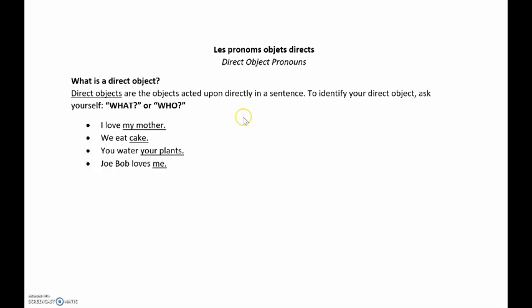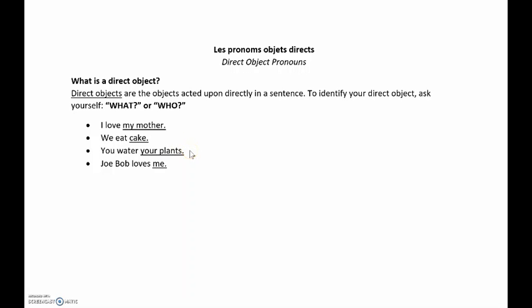Okay, so I have 4 examples here. My first sentence, I love my mother. If I were to ask myself what or who to that sentence, I love who? My mother is the answer. Therefore, my mother is the direct object of that sentence. She is the object that is receiving my love. The second example that I have here, we eat cake. We eat what? Cake. So cake is the direct object.